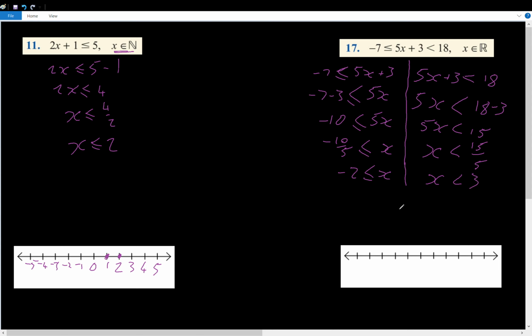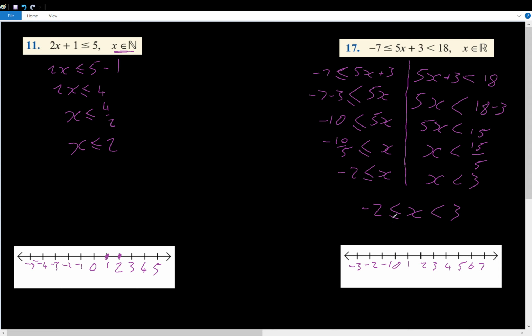So we're just going to fill in our number line. So we've got minus 3, minus 2, minus 1, 0, 1, 2, 3, 4, 5, 6, and 7. Now this time around x is an element of R. So when we put our double inequality back together up here, we're going to have minus 2 less than or equal to x less than 3.